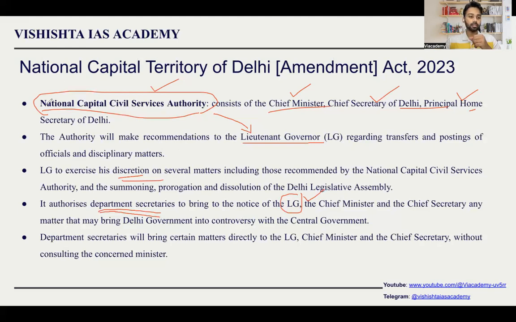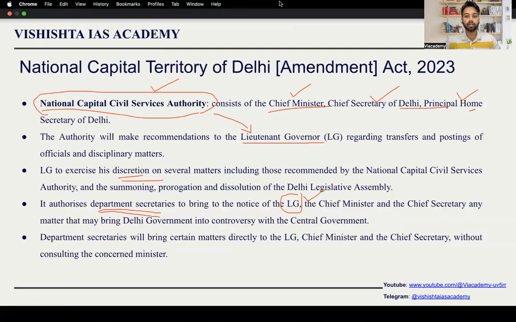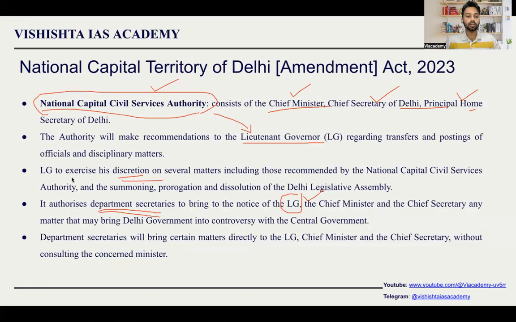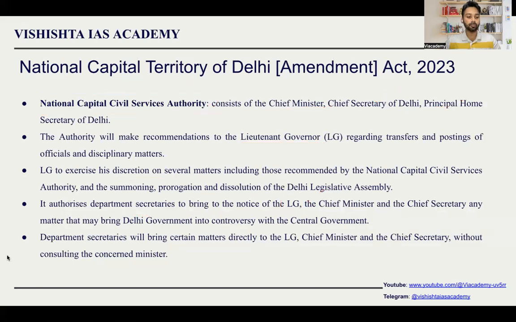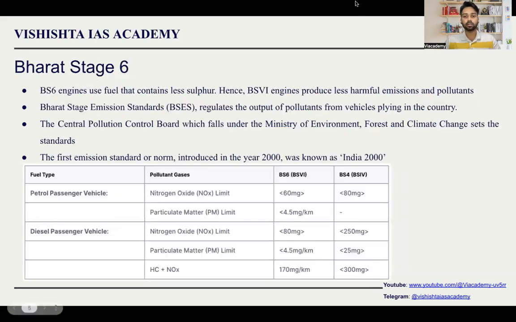So these are the basic amendments which you should be knowing. This is very important for both your prelims and mains examination. About Delhi and its special status, everyone should be knowing. Let's move on to the next one.